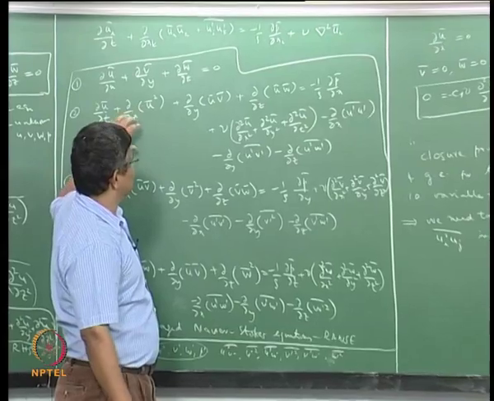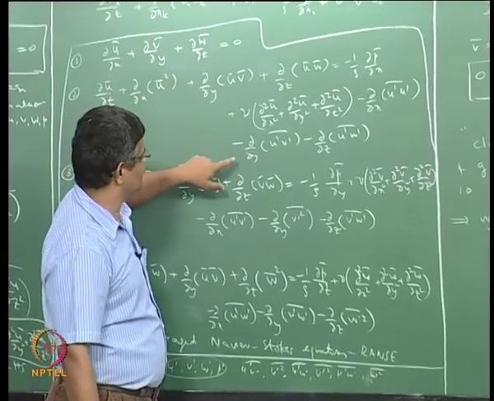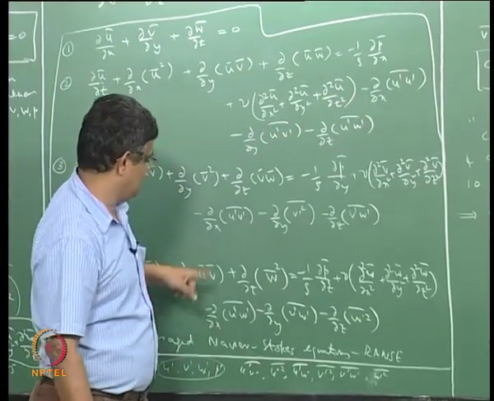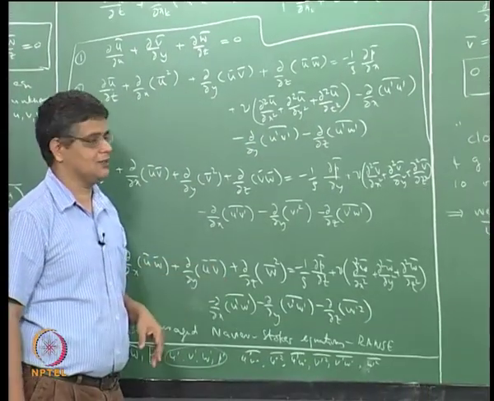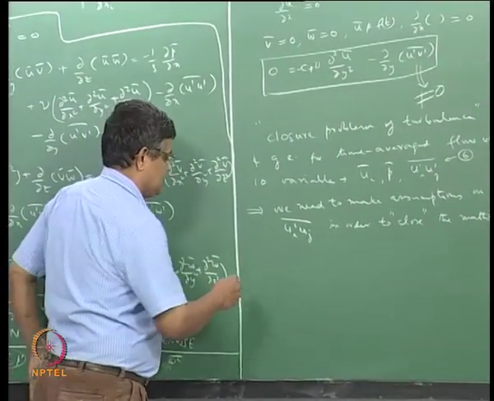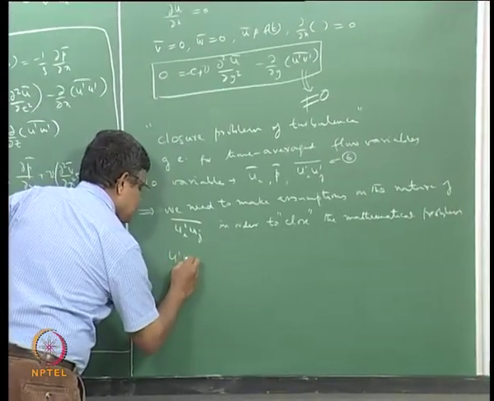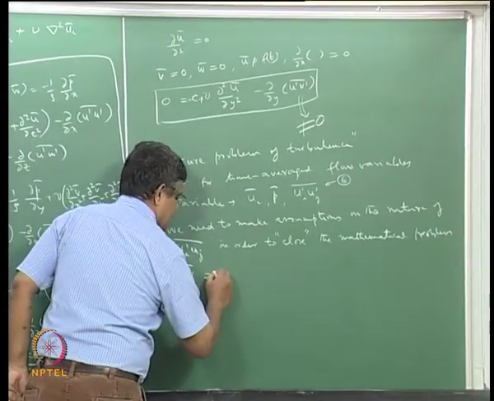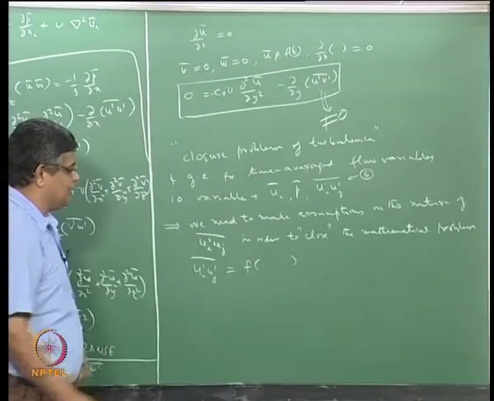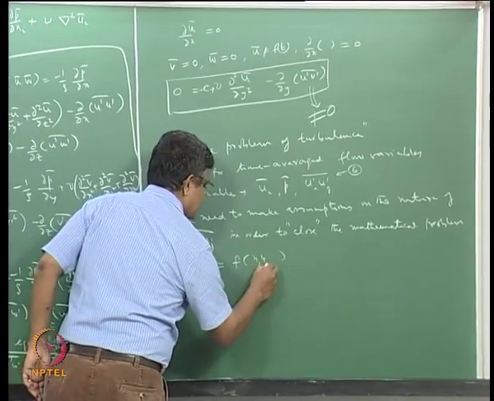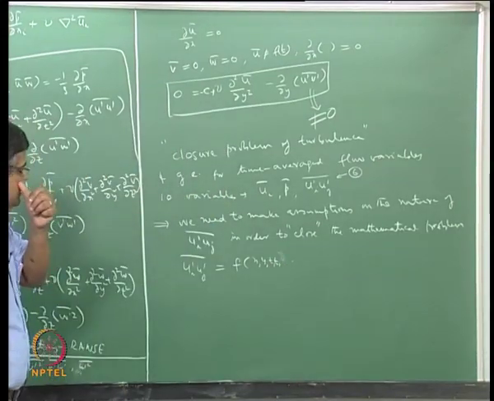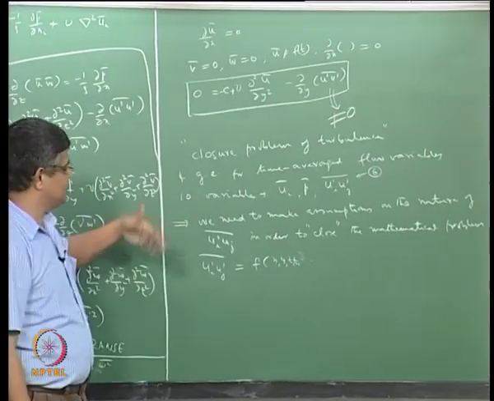If you look at the time average Navier Stokes equations, it is dou by dou y of this, dou by dou z of this, dou by dou x of this, it is the gradients of these things that are coming. So we need to have an expression for, what we are looking for is ui prime uj prime as a function of something, as a function of x y z t and any other quantities that we need to have.